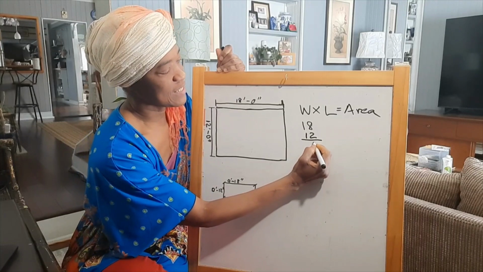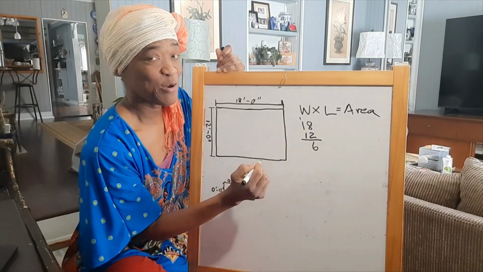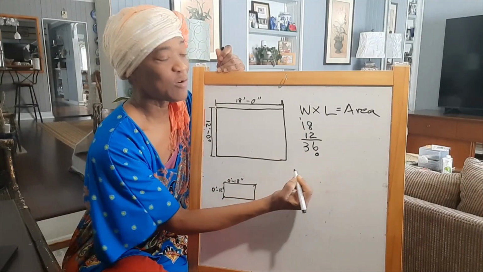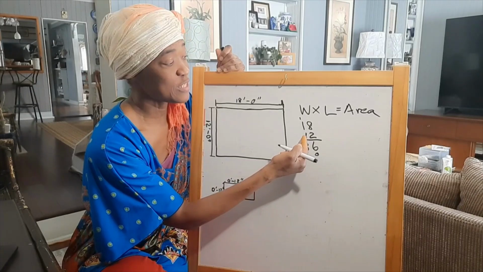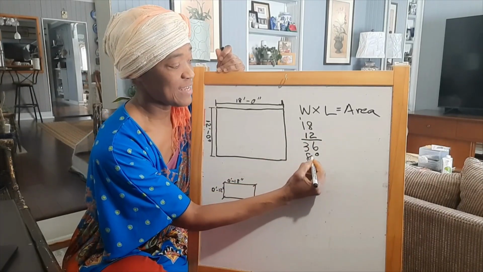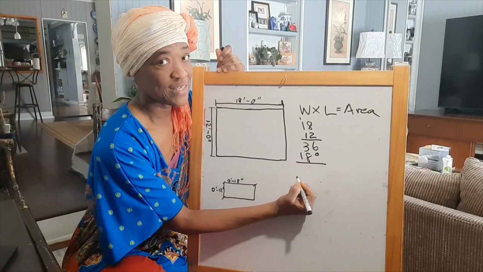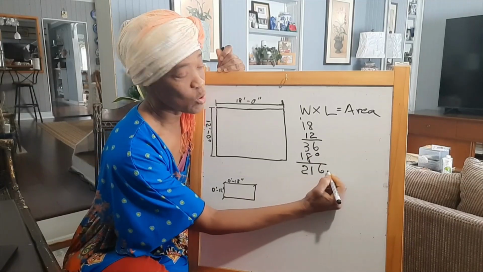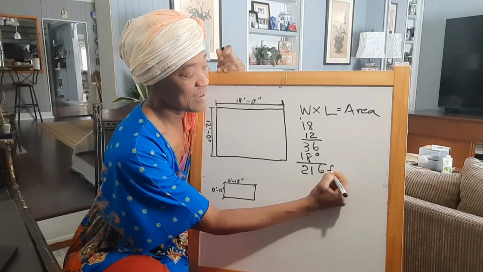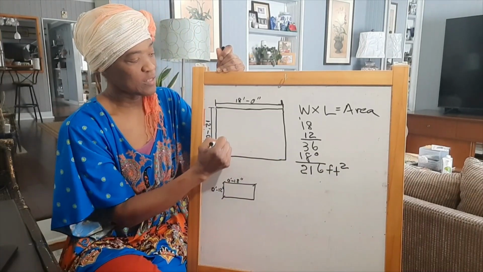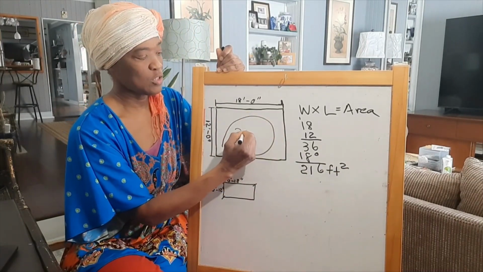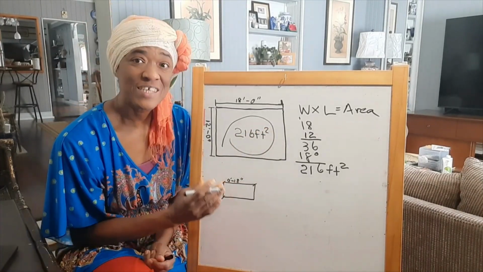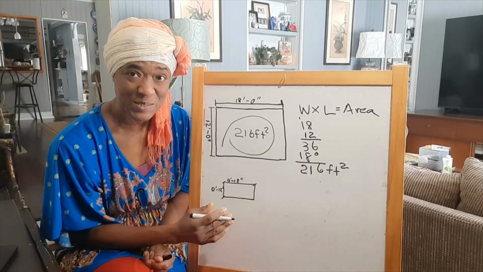2 8s are 16. Take the 1 over here, 2 1s are 2 and 1 is 3. Now let's put a 0 to hold the unit space and go on to the tens. 1 times 8 is 8 and 1 times 1 is 1. Now let's add this, and 6, 1, that's 216 feet square. So this whole space here is 216 feet squared. The tile is in inches.